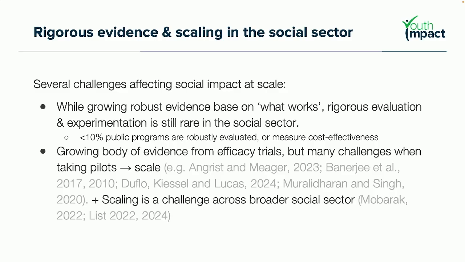So while there is growing robust evidence on what works, it is still rare to rigorously evaluate programs before you're scaling up in the social sector. So in the UK, they estimate maybe 10% of programs are rigorously evaluated, and even fewer of those measure cost effectiveness. There is this growing body of evidence on these small stage or early randomized control trials, but as these are taken to scale, there's growing evidence that there is a bit of a voltage drop. And this is not just in education, which I'll be mostly talking about today, it's also across sectors.